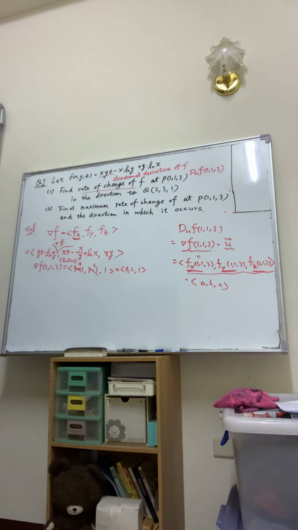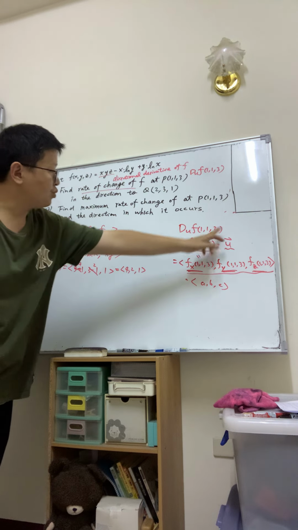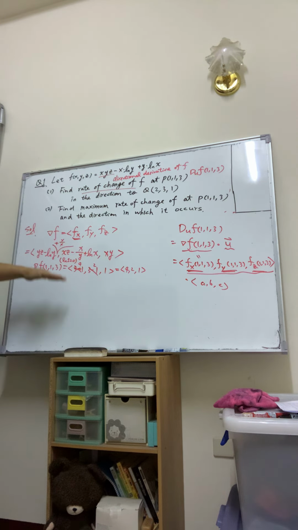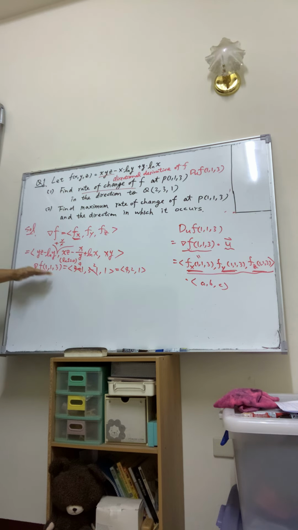As you see, we have not considered P and Q, I mean the direction u. We haven't talked about u. For the gradient, it's already fixed. If I give you a function f and a point P, then the gradient at this point is already fixed. The gradient is a vector in R3. Once we fix the point, it's already fixed.